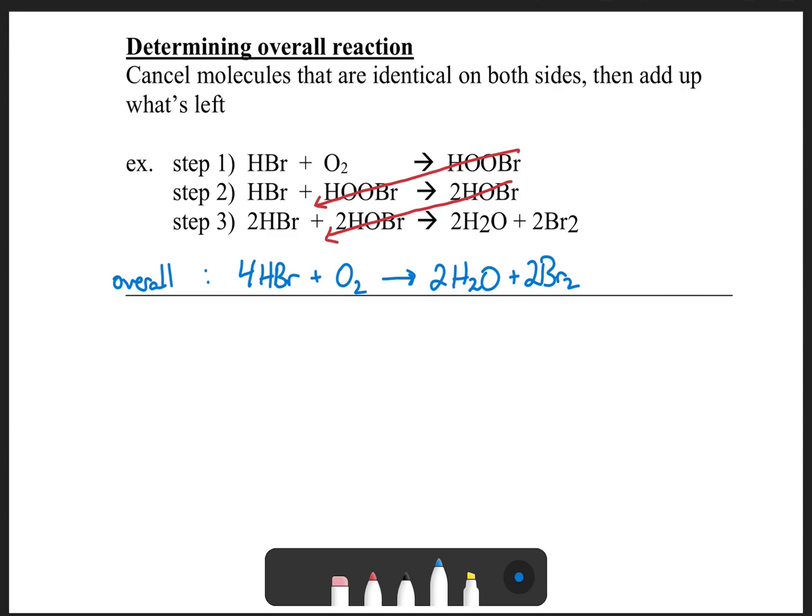Since I've crossed off some molecules here, we call these molecules reaction intermediates. They are produced in the mechanism and then used up later on in a future step. They are not part of the overall chemical reaction. Therefore, they're called intermediates. So HOOBr is one intermediate, and HOBr, we don't need to put the 2 there, but HOBr is the second intermediate. This reaction mechanism has 2 intermediates present.